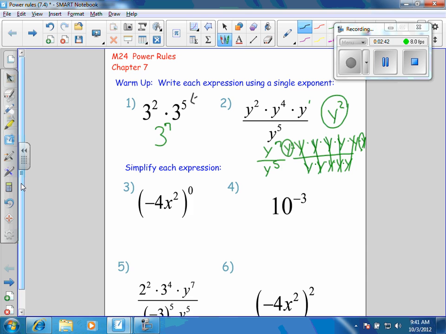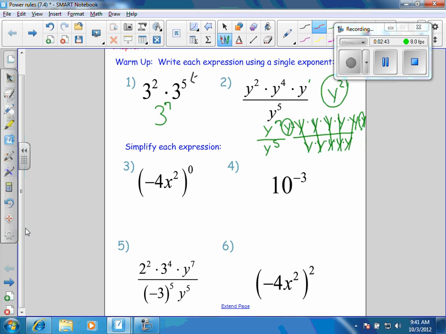Sig, you want to come up? Sure, for number 3. Let's scroll down a little. Well, maybe more than just 3. I'll do 3 or 4. Okay, well, 3, since these are both in parentheses. Anything to the 0 power is just 1. That's right. It's just 1. That's all the work. Then, 10 to the negative third, it's 1 over 10 to the positive third. Right.